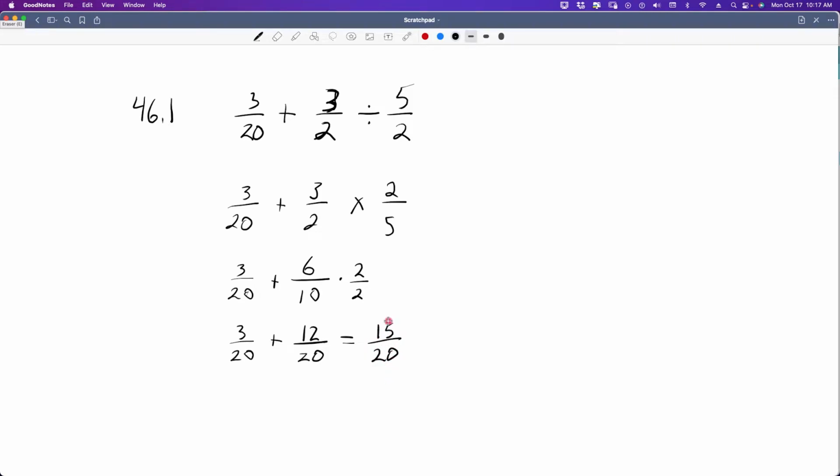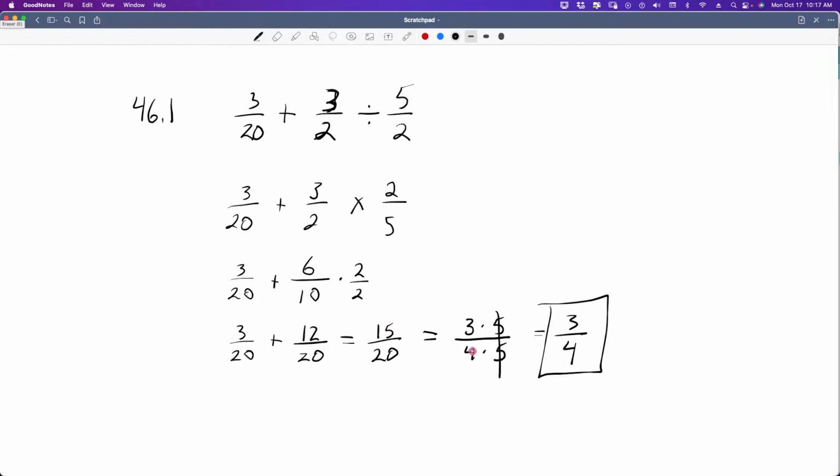And guess what? Now we can reduce this fraction. And the easiest way to reduce is to look at the factors. I know the factors of 15 are 3 times 5, and I know the factors of 20 are 4 times 5. I can reduce by getting rid of the 5's, and my answer is 3 over 4. Voila.